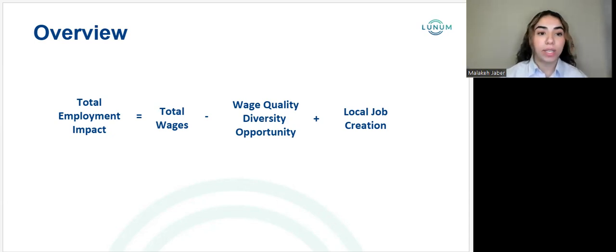Now, the starting point in calculating total employment impact, as referenced here in the formula, is to determine the total wages. That's going to be for the entire accounting year and for all employees paid. You then subtract the wage quality, diversity, and opportunity adjustments. And finally, you add the local job creation adjustment.